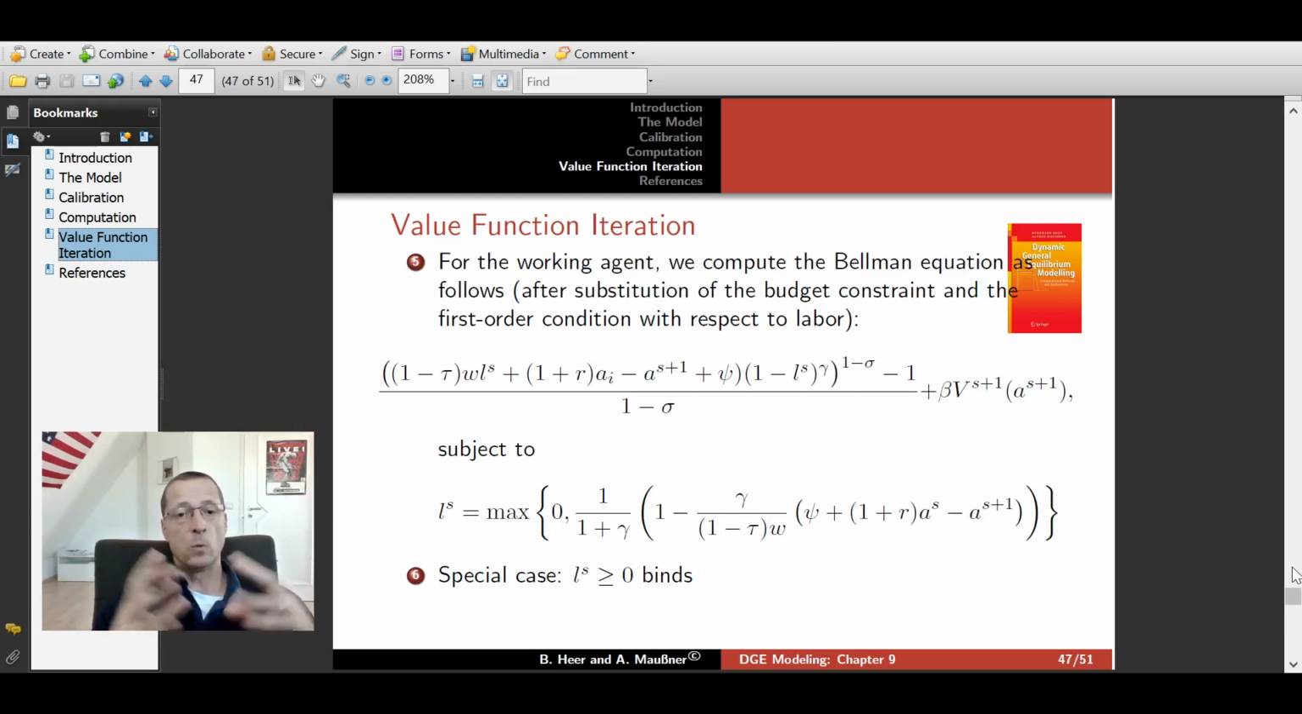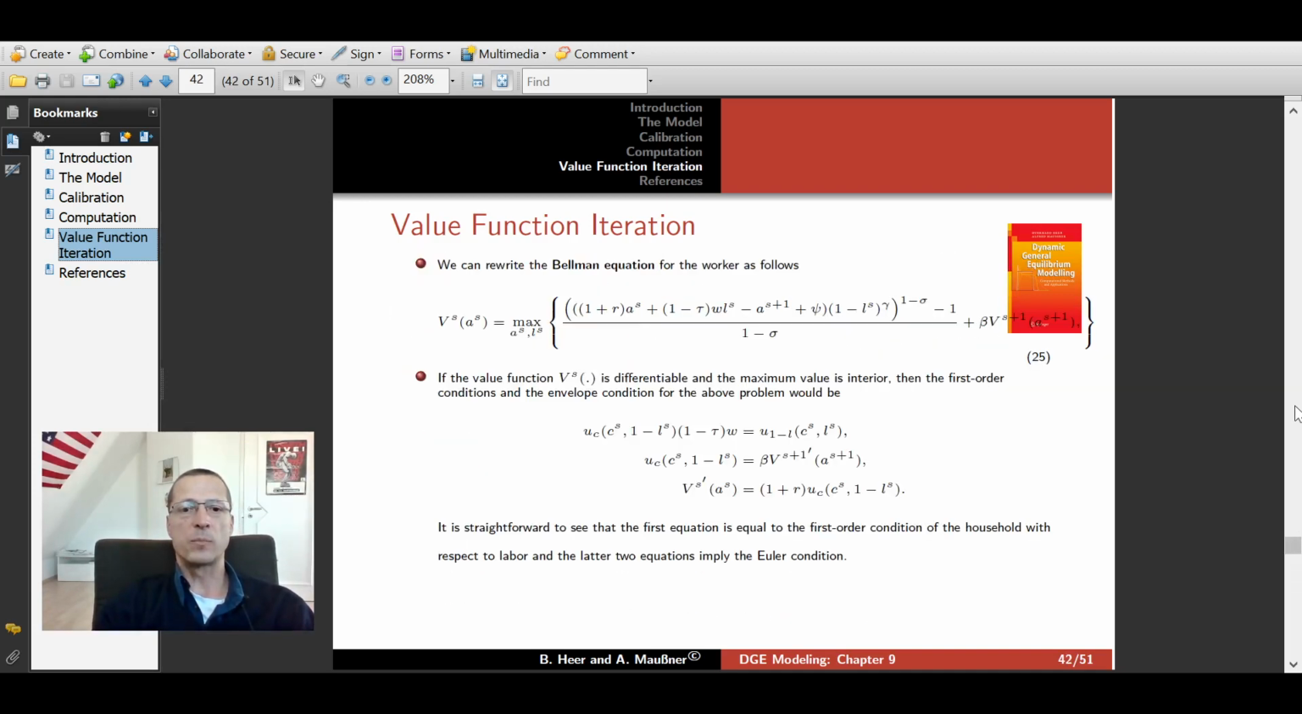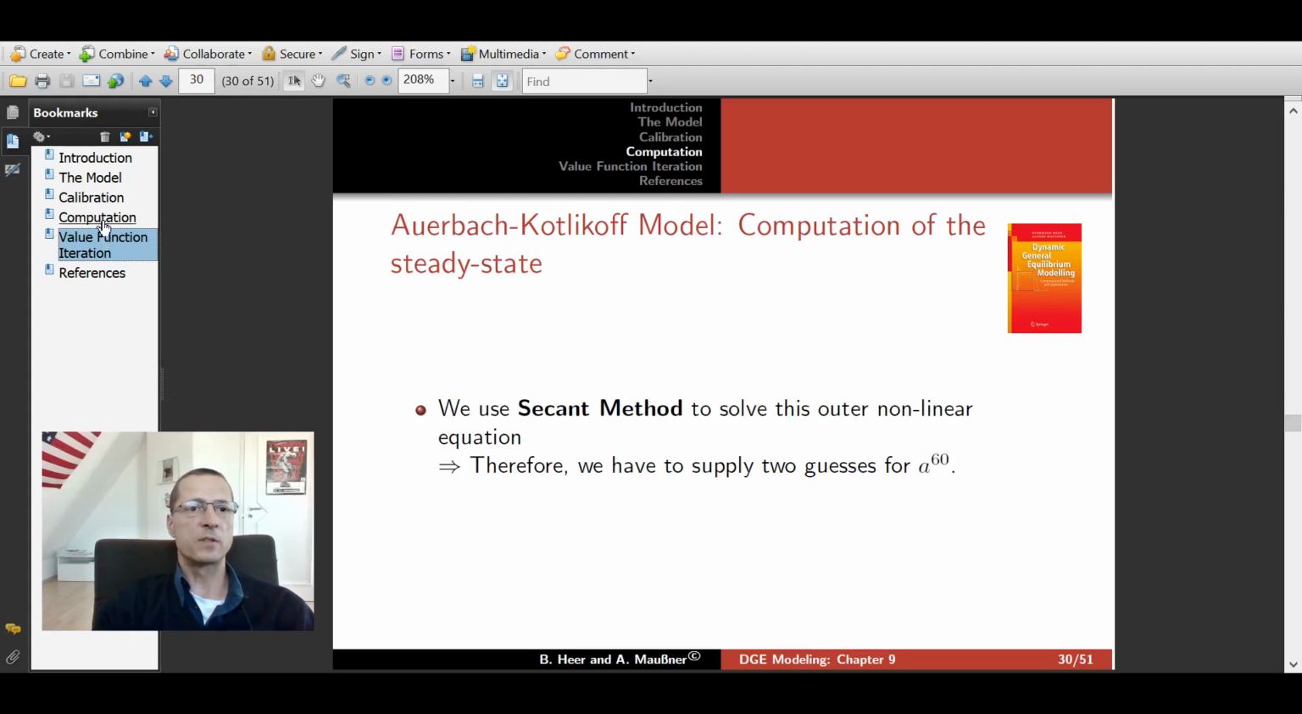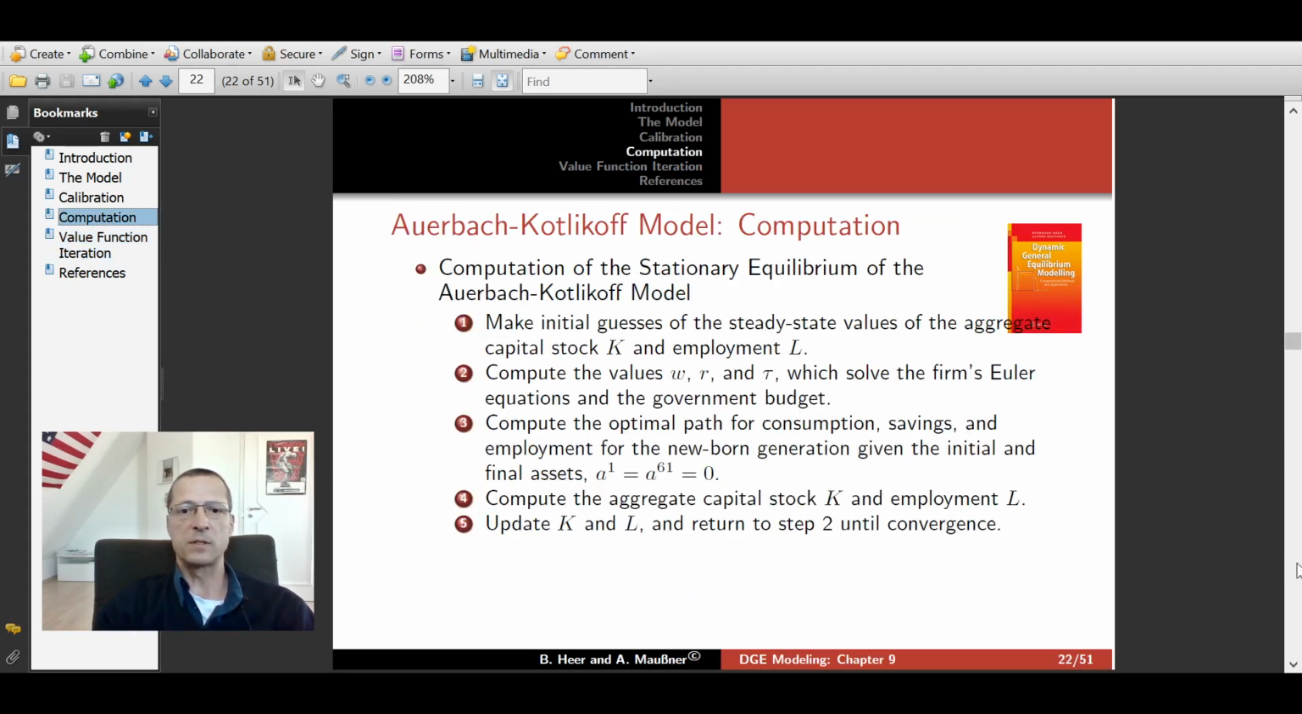And we are done once we have computed the value function at age 1. Okay, and then it's easy to aggregate the capital stock and the labor supply in step 4 of our computational algorithm. Let's go back to the algorithm here and of our steady state. We have now computed the optimal policy function for consumption, savings, and employment. And now we have to compute the optimal path, the life cycle profile.